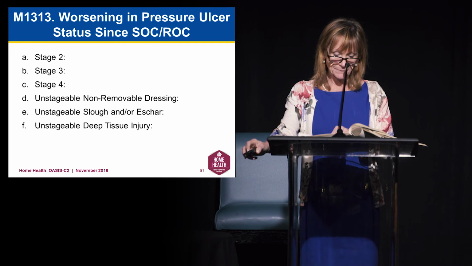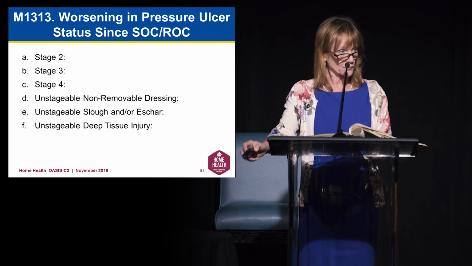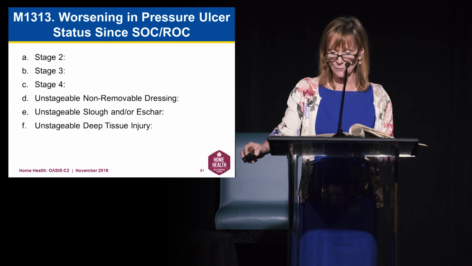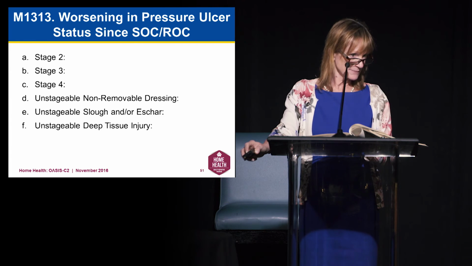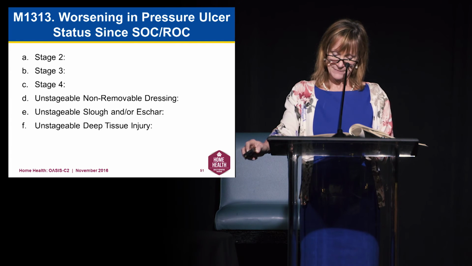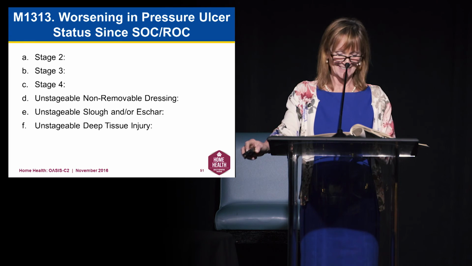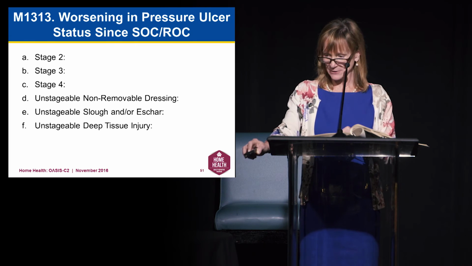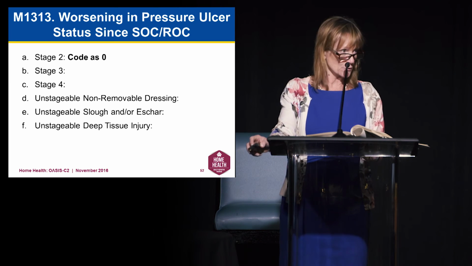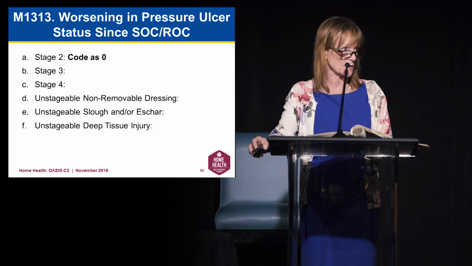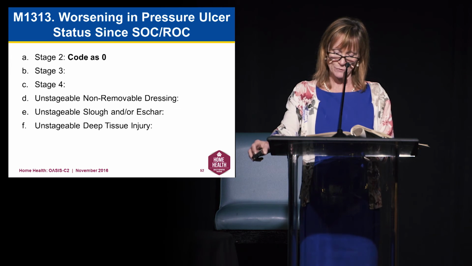So for this measurement, we have the 6 coding options. So for A, what would stage 2 be? I'm hearing 0 and I'm hearing 1. Okay, the correct answer is 0. There are no stage 2 pressure ulcers present at discharge, and that is the question, so the answer would be 0.